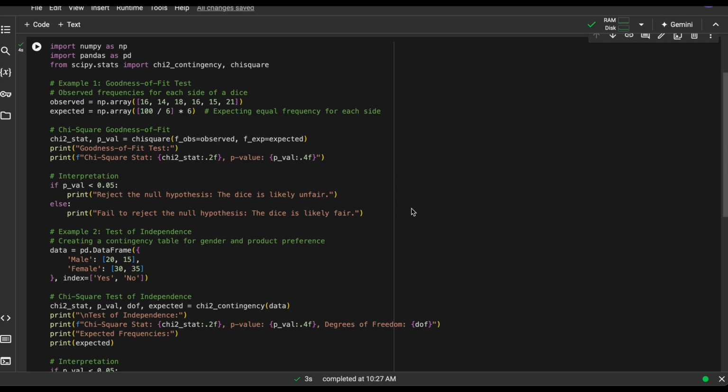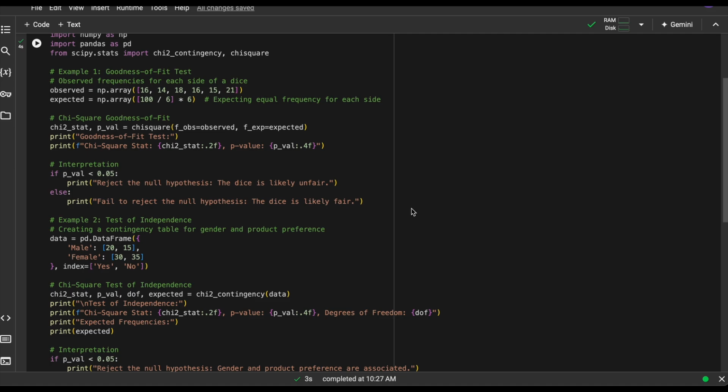Example in the test of independence. Suppose you have 100 samples, and you want to see if there is any association between gender, male and female, and product preference, yes or no. We take two hypotheses. The null hypothesis means gender and product preference are independent. The alternate hypothesis is that gender and product preference are not independent.